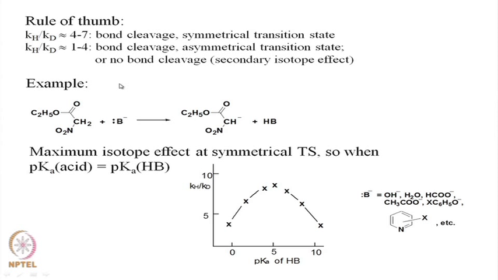So, this is basically the rule of thumb: if you find kH by kD in between 4 to 7, it corresponds to a symmetrical transition state. Otherwise, if it is less than 4, in between 1 to 4, it must be unsymmetrical, or possibly it is not a direct isotope effect, that is, not a primary effect, but maybe a secondary kinetic isotope effect.